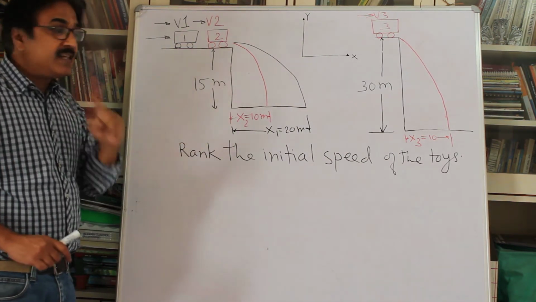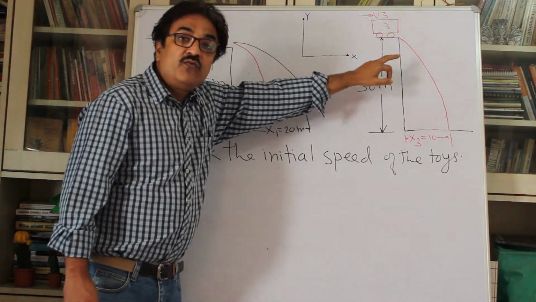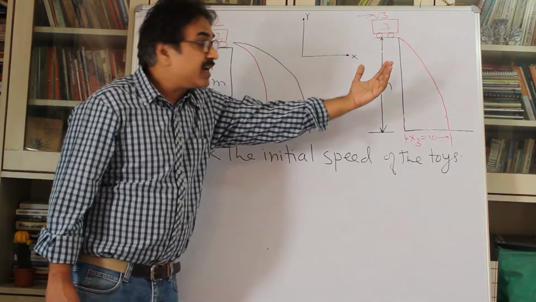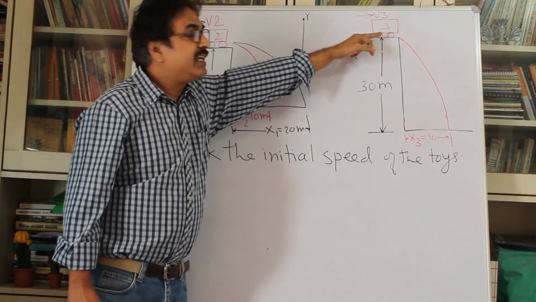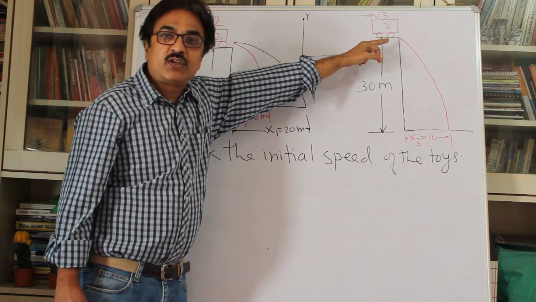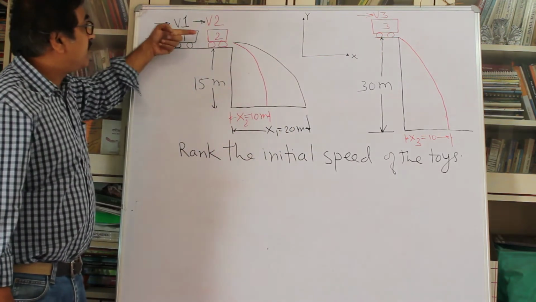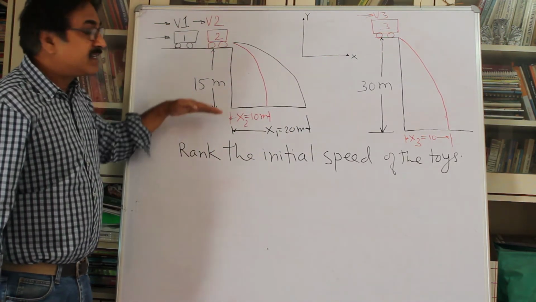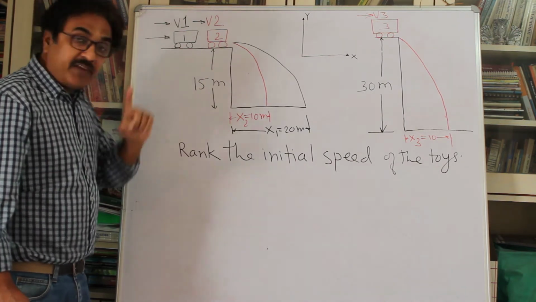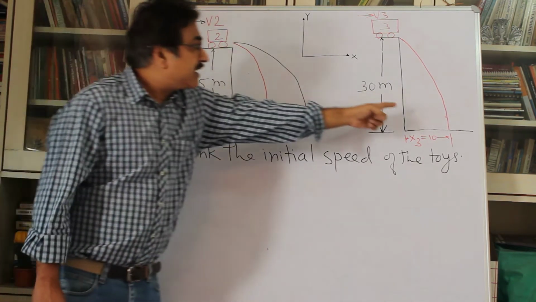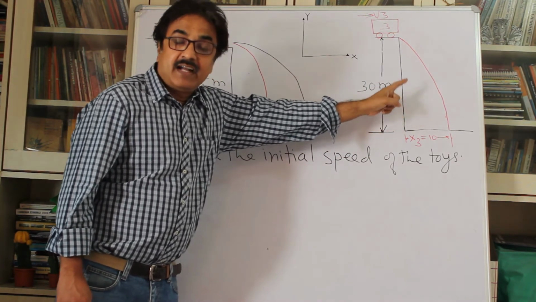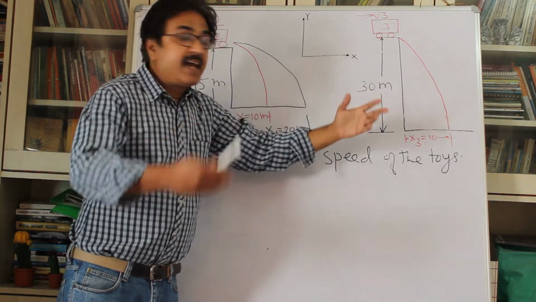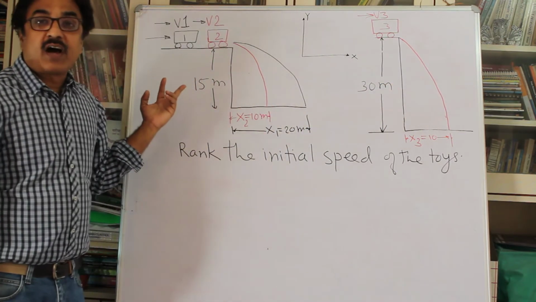So one can immediately say that this car will stay for longer time in the air, because the distance traveled is more, and the initial velocity here is also 0. Initial velocity for all of them is 0, and the distance traveled for these two is the same. So this car is going to take longer time. It stays in the air for longer time than these two cars.